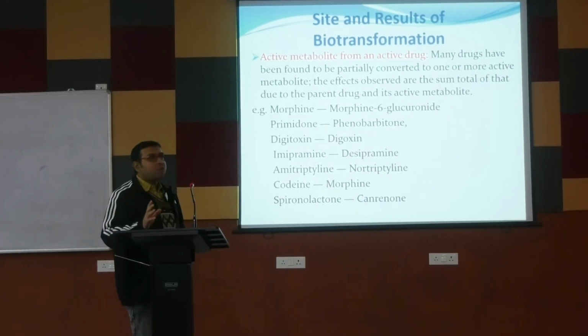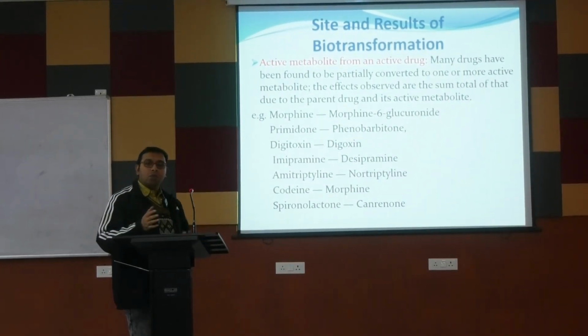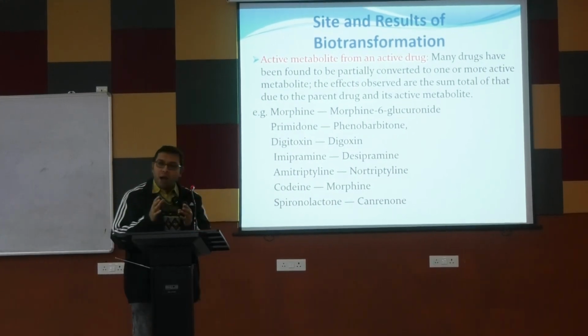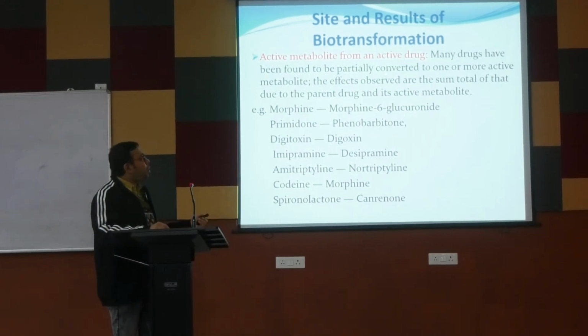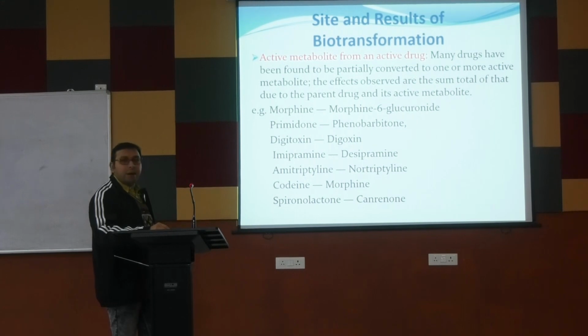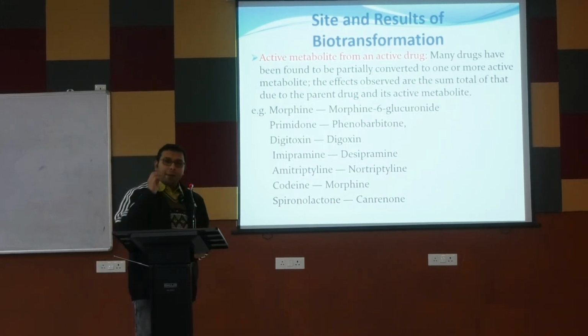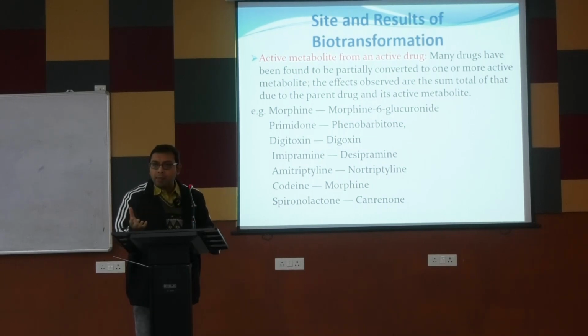On the other hand, some drugs may develop an active metabolite from an active drug. So first is inactivation, next is development of an active metabolite from an active drug. That is, the drug is active and the metabolite is also active. Many drugs have been found to be partially converted to one or more active metabolites. The effects observed are the sum total of those due to the parent drug and its active metabolite. Ultimately the action of the drug depends upon the total action of the drug and its metabolite.